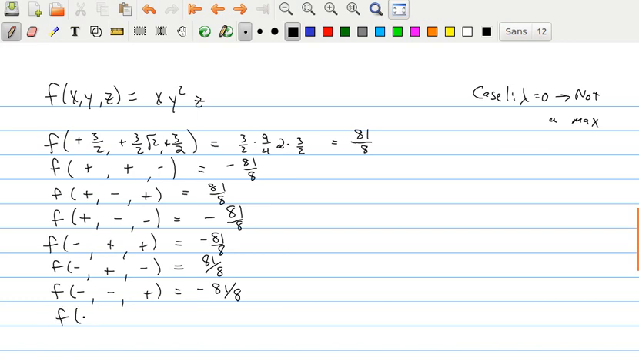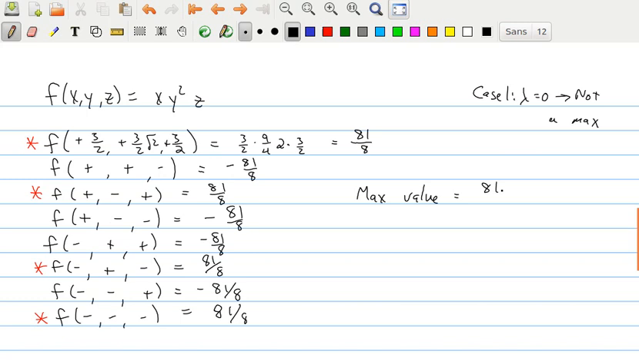We look at f of negative, negative, negative. This is our last one. We've tested all eight critical numbers at this point. If everything is negative, all the negatives wind up canceling and we get positive 81 over 8. So it looks like we have some ties here for the maximum. So this gave us a maximum, as did this one, as did f of the two negatives, the positive in the middle, and f of all three negatives.